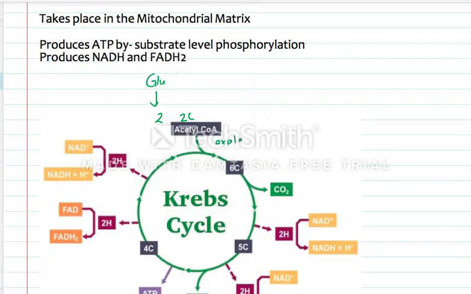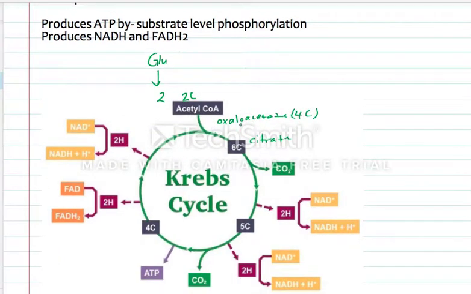oxaloacetate. Oxaloacetate, which has 4 carbons. Now, oxaloacetate bound to acetyl will form a 6-carbon molecule called citrate. Citrate goes through the first reaction, first and second, to produce a carbon dioxide.